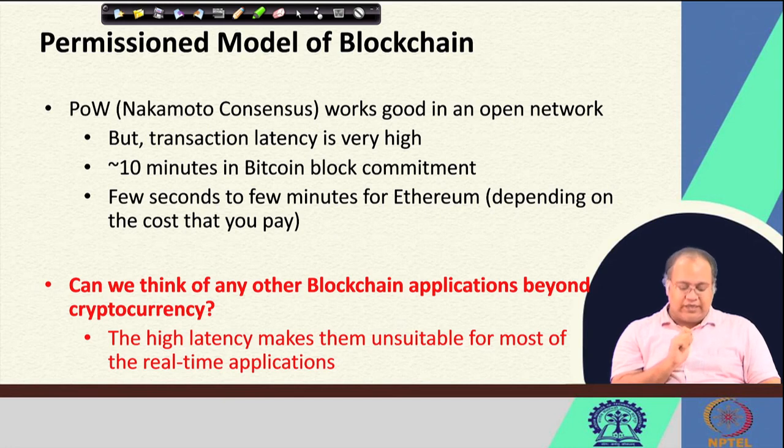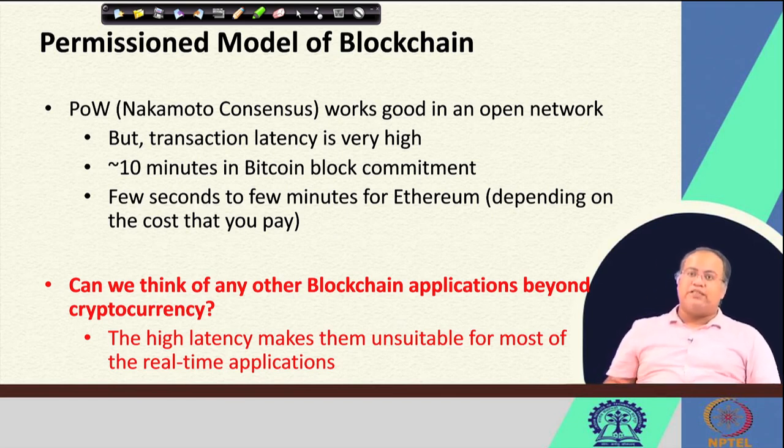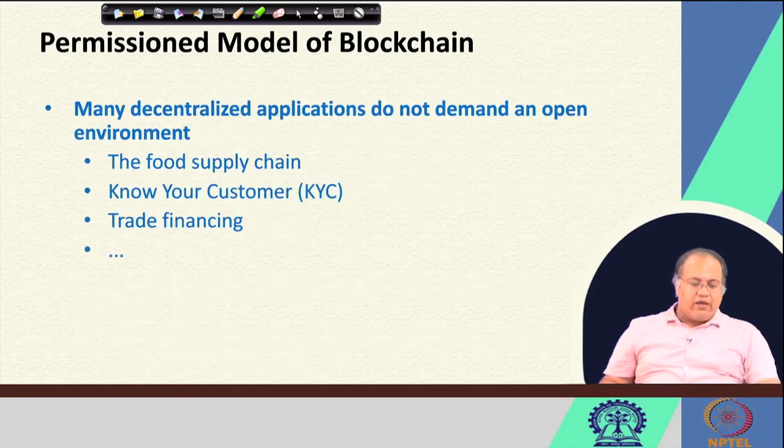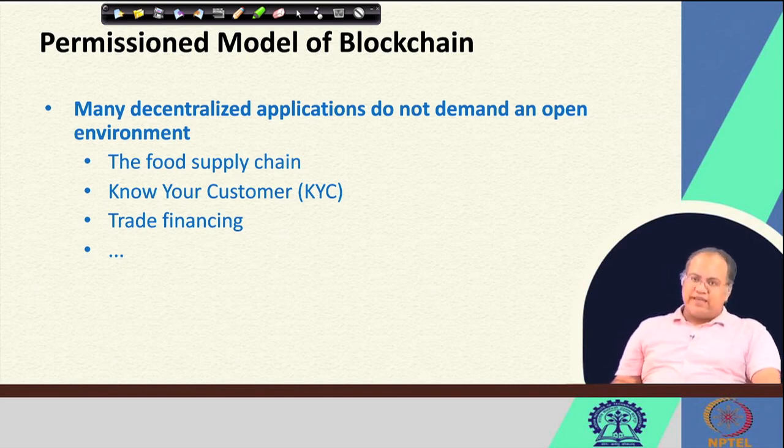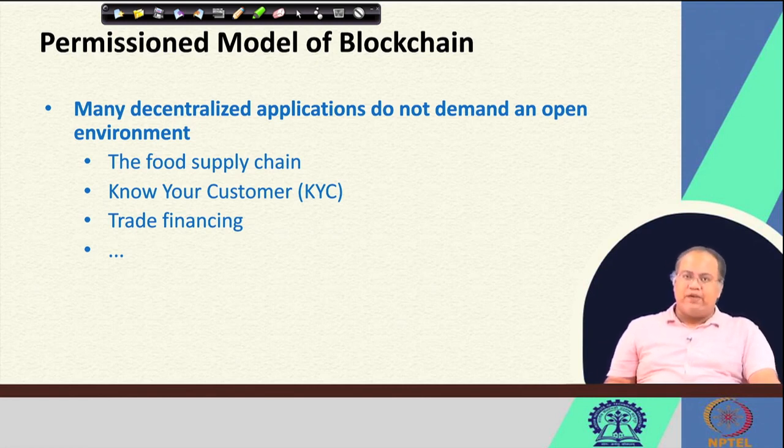Well, because of this high latency, the blockchain is unsuitable for most real-time applications. You cannot apply blockchain in any real-time application because of this high transaction latency. So, from here the permissioned model of blockchain evolved, and the major observation here is that many decentralized applications do not demand an open environment just like cryptocurrency.